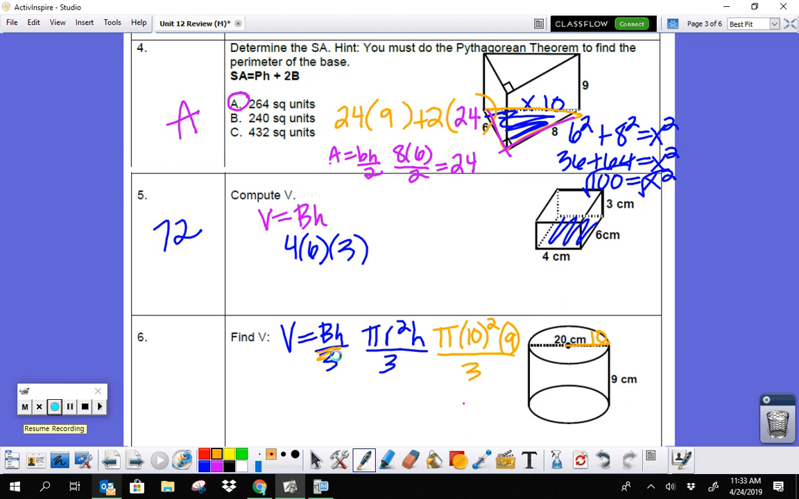Okay, sorry, so not over 3. I don't know why I wrote that. So here, that's going to be 10 squared is 100 times 9 is 900. So 900 pi.